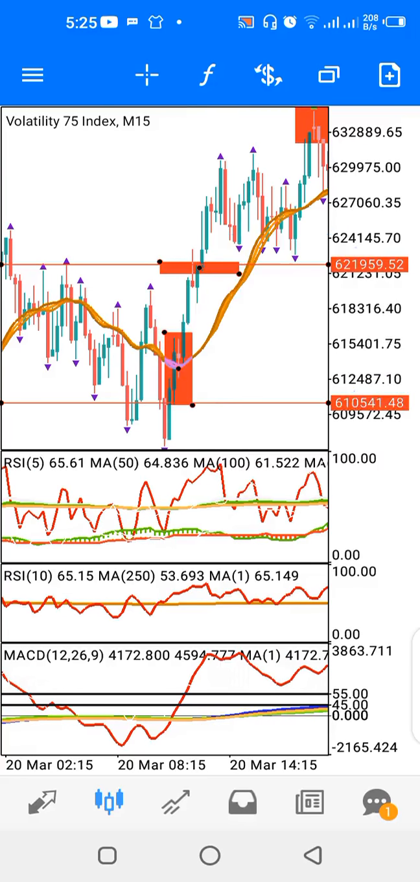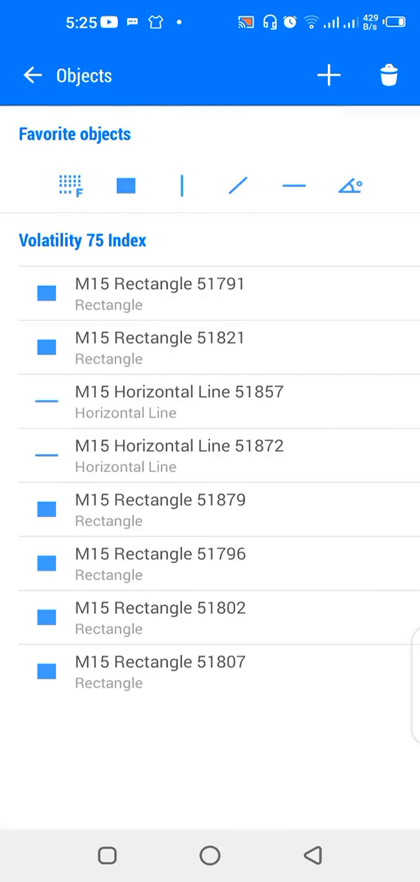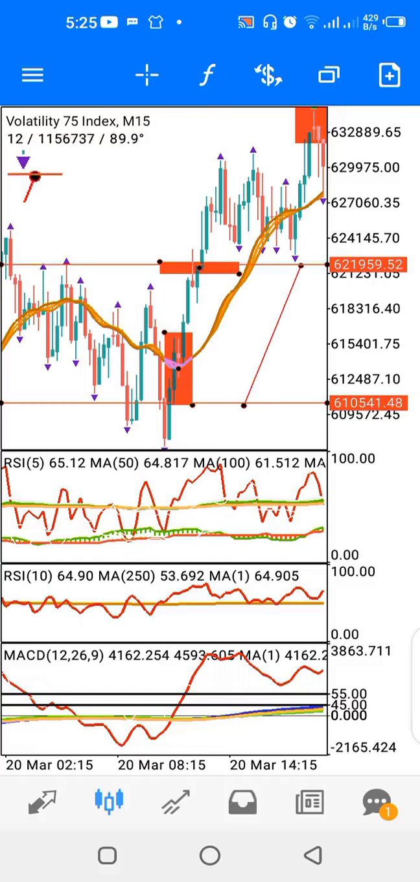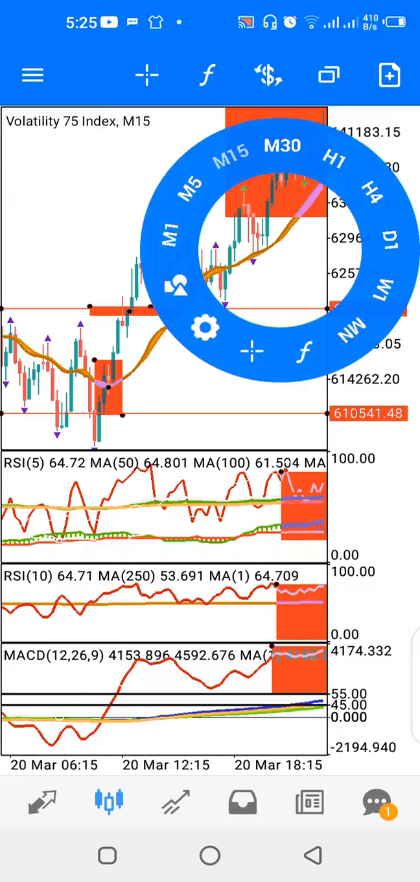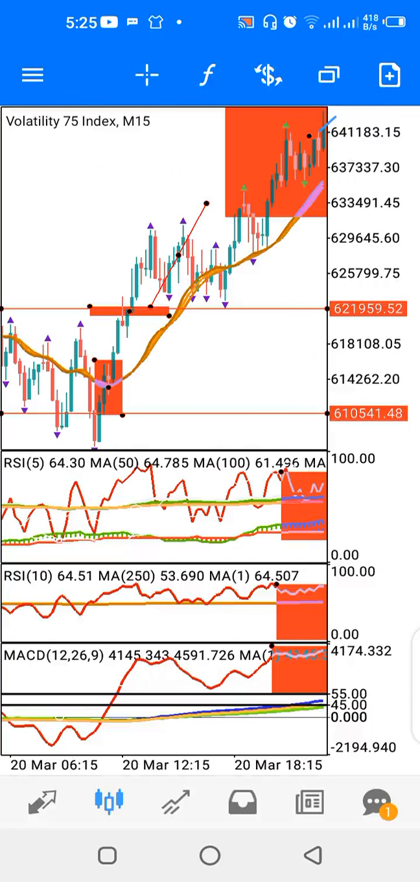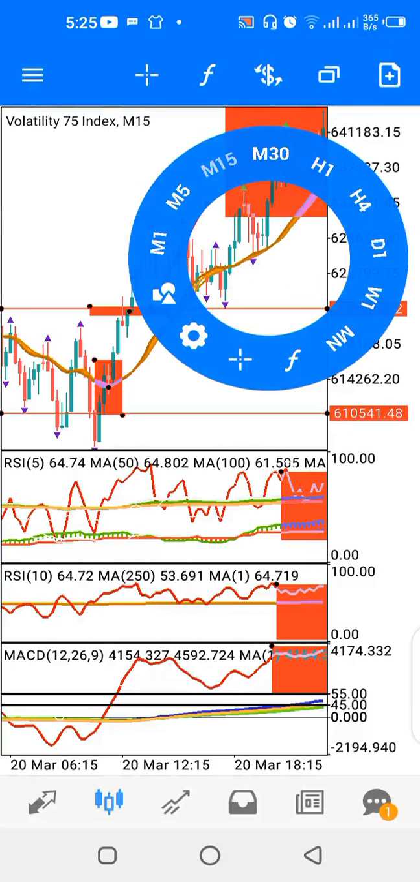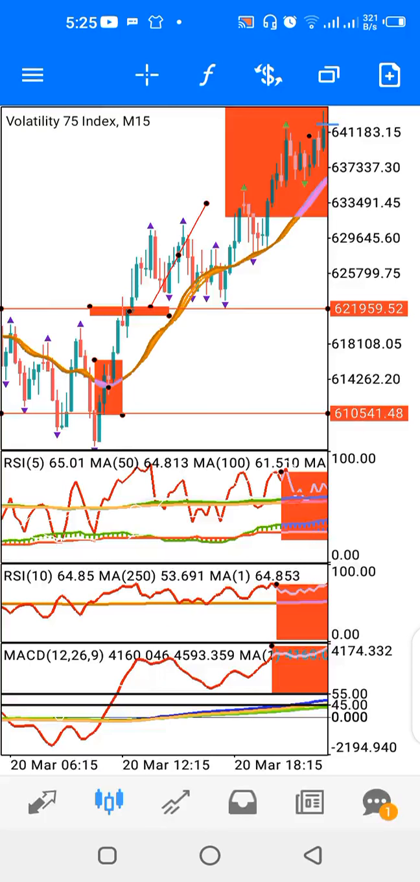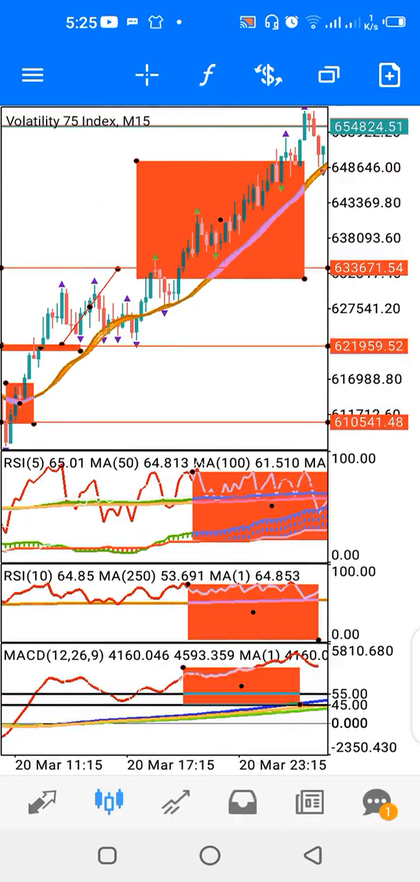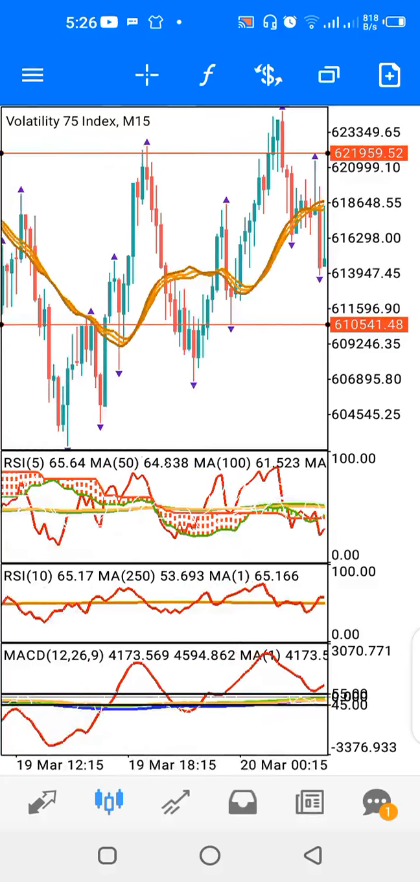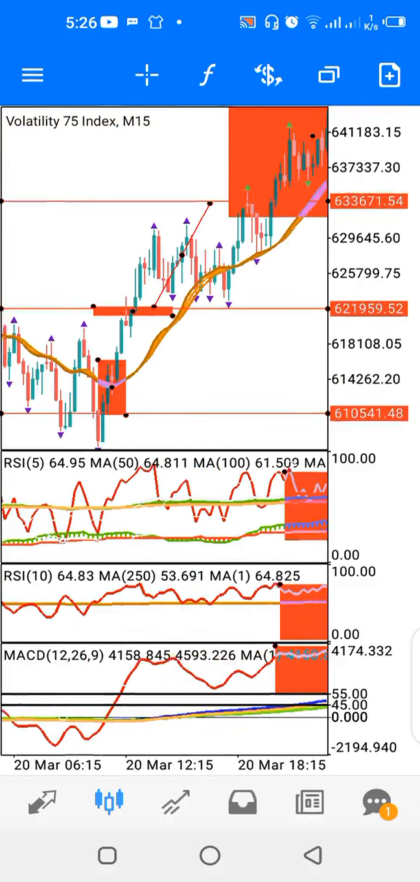Okay, your take profit should be exactly the height, the peak height. So we'll be looking at take profit somewhere around here. Trying to get a horizontal line. So your take profit should be around here. So that is that.